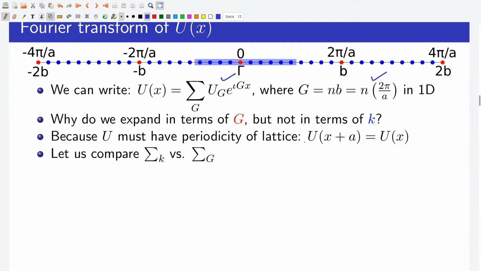Before proceeding further, let me discuss an important issue. We have g points as well as k points. Why do we expand u in terms of g but not in terms of k? Note that u must have the periodicity of the direct lattice. That is, u of x plus a should be equal to u of x. Let me prove that if we expand in terms of k, we do not get some u which has the periodicity of the direct lattice.